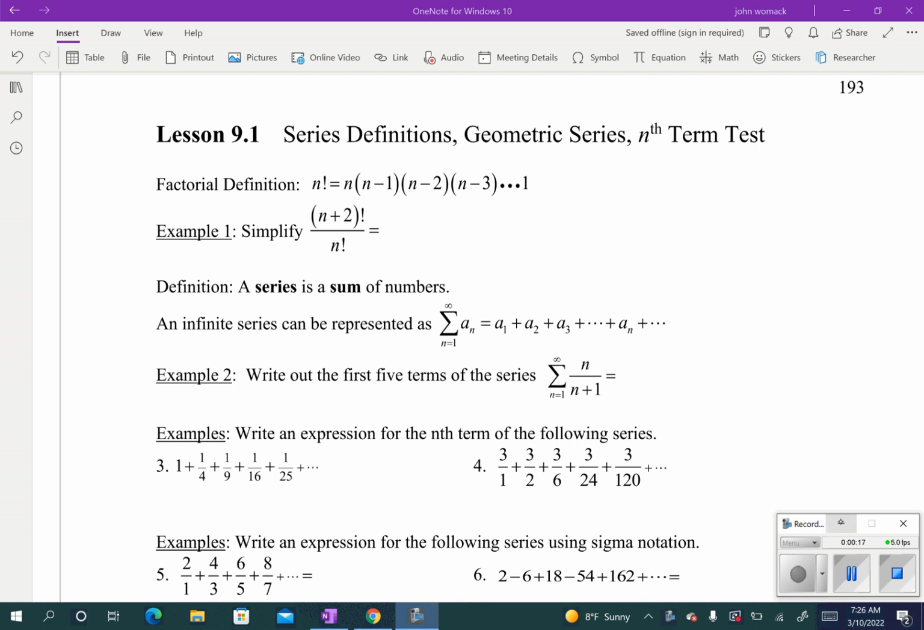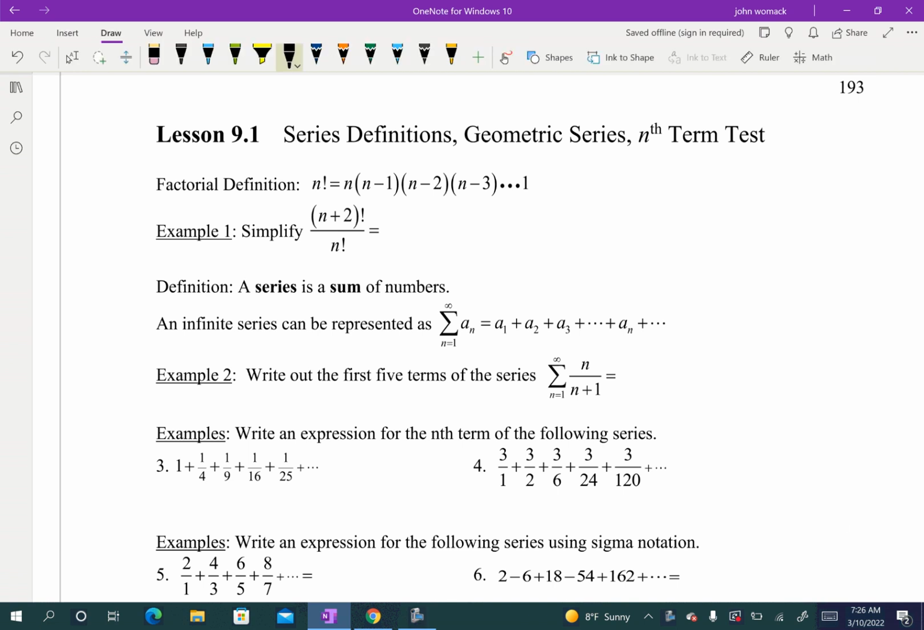Before we start, let me just remind you what the definition of a factorial is. For example, if I have 5 factorial, what that really means is to go 5 times 4 times 3 times 2 times 1. This is n times n minus 1 times n minus 2 times n minus 3 all the way down to 1.